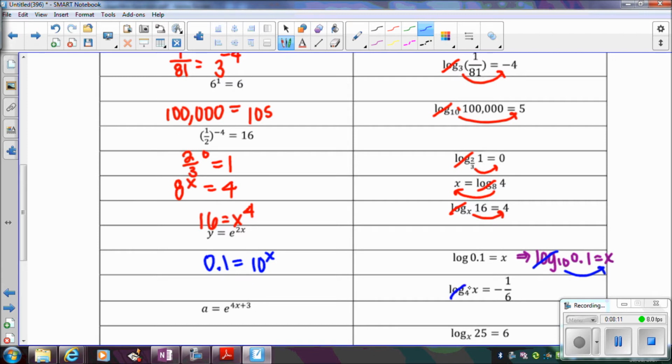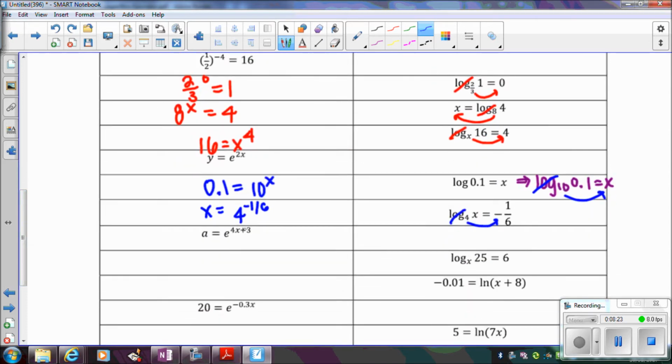Next one here, same idea, drop the log, swing the base. So this is going to be x equals 4 to the negative 1/6. I'll skip that one, go on to this log. So drop the log, swing the base. So this is the easier way to convert, I think. So it's just using that saying. But really, I'm just using the formula from up top. The saying is just a little bit more helpful to remember.